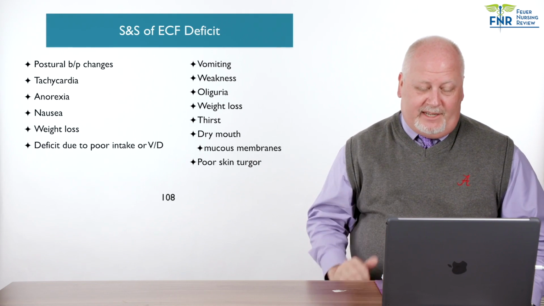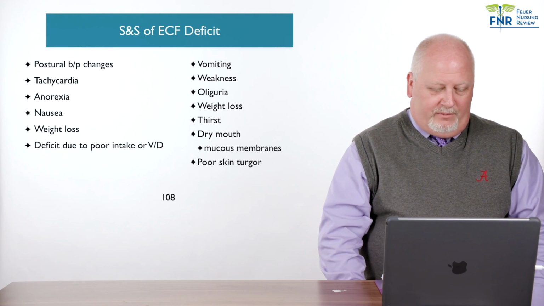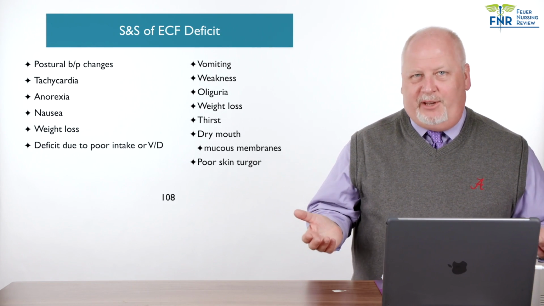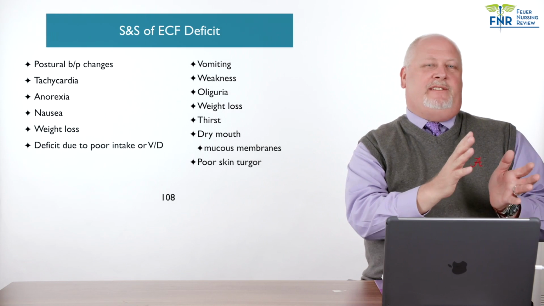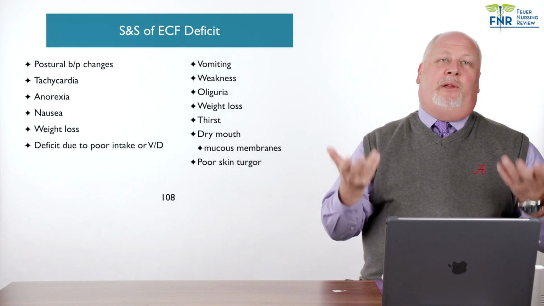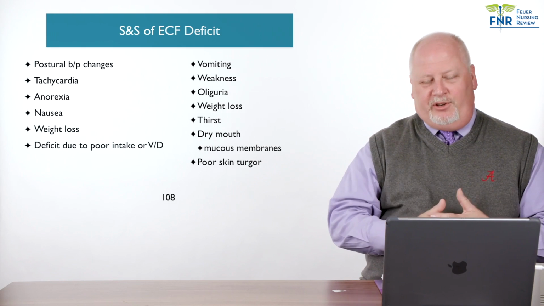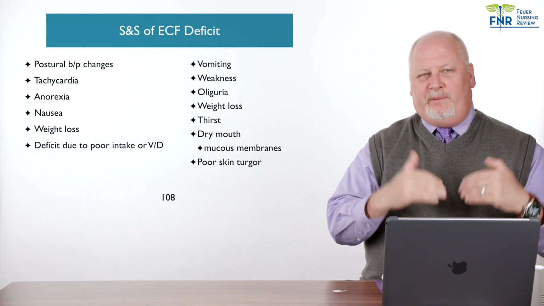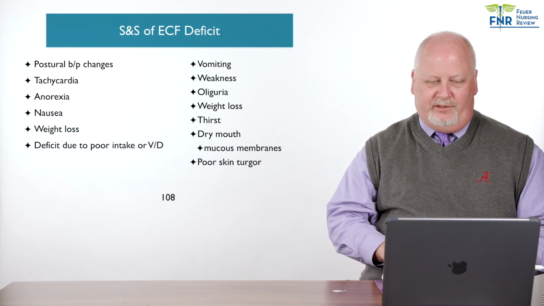Fluid deficit or dehydration. We can see some blood pressure changes. What would you expect to see in somebody who's dehydrated? Well, we mentioned that in somebody who has fluid volume excess, their blood pressure is going to rise. So someone who has dehydration or fluid volume deficit, we would expect that their blood pressure is going to decrease.